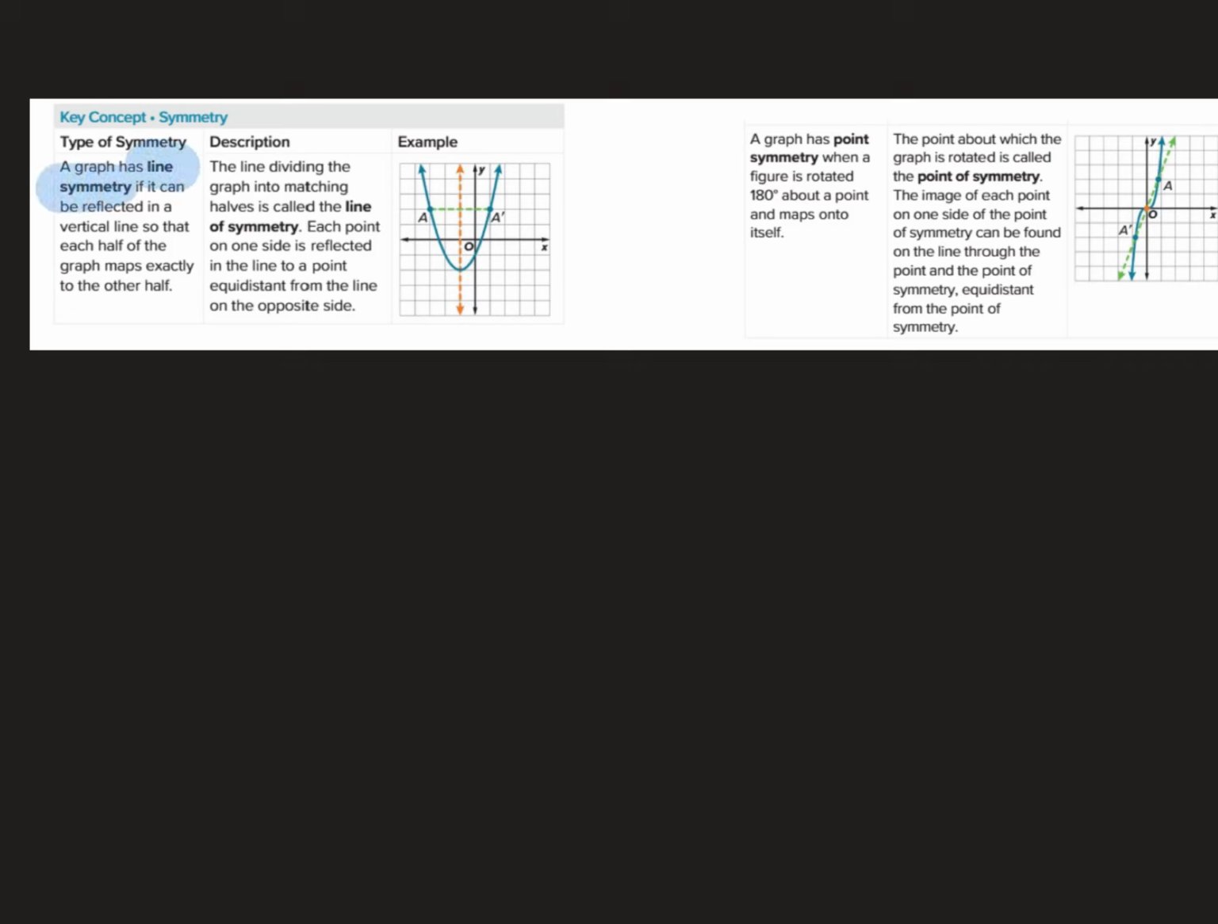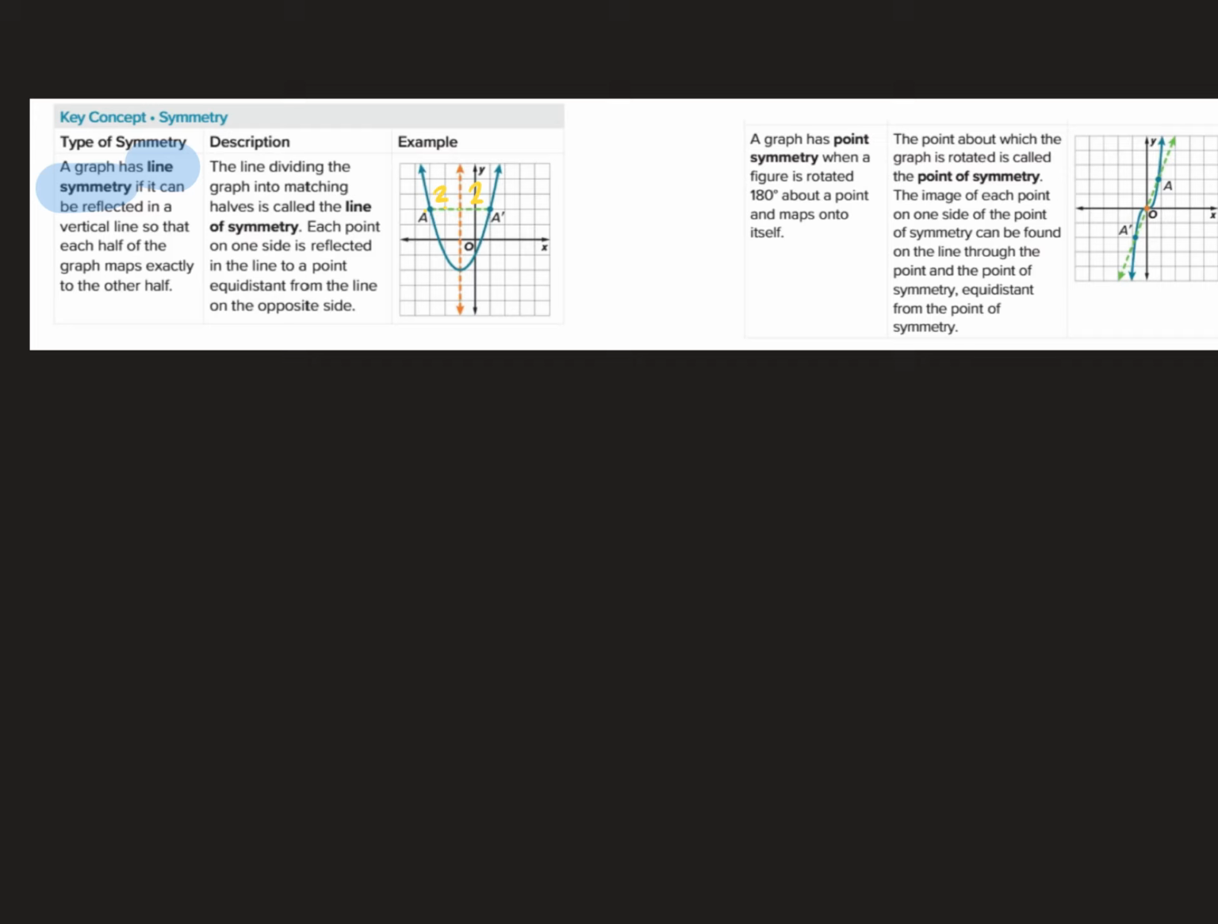So a graph has line symmetry if it can be reflected in a vertical line. Looking at our graph here, look at this orange line. That's our vertical line. If you can reflect a point, and this is how I say that, point A is 2 units to the left of that vertical line. Point A prime, the second A point, is 2 units to the right of that vertical line.